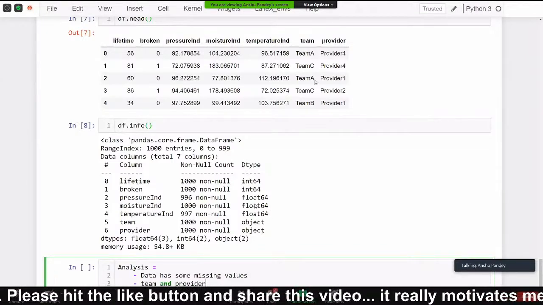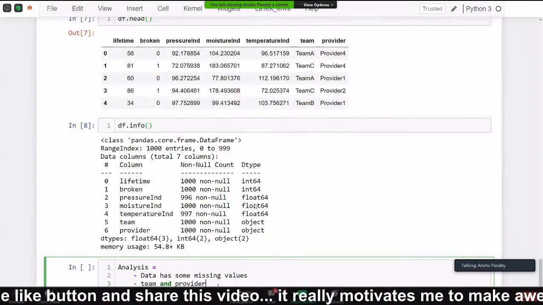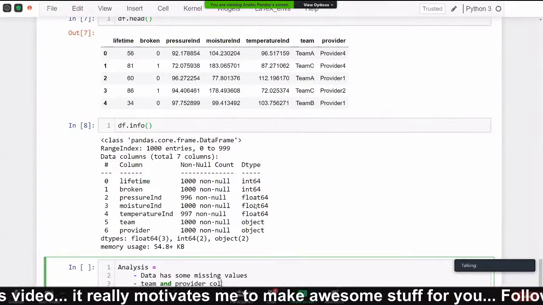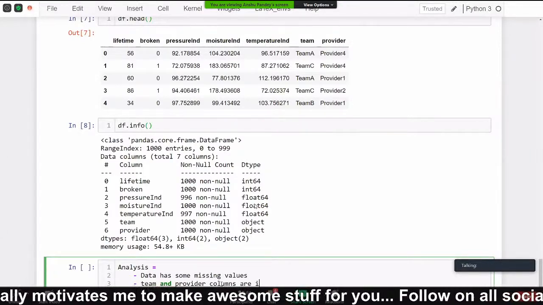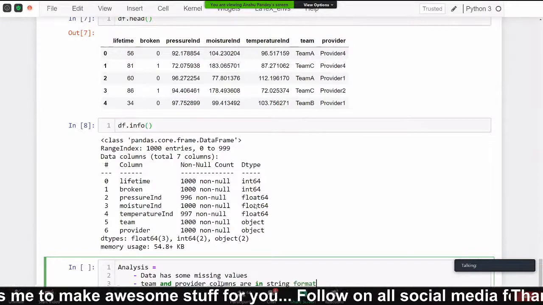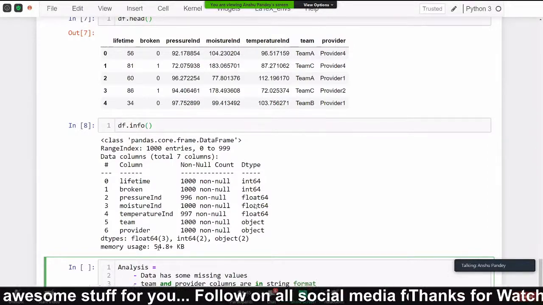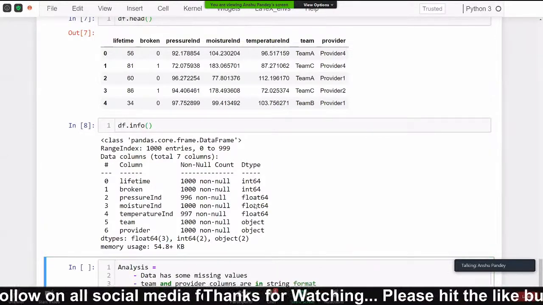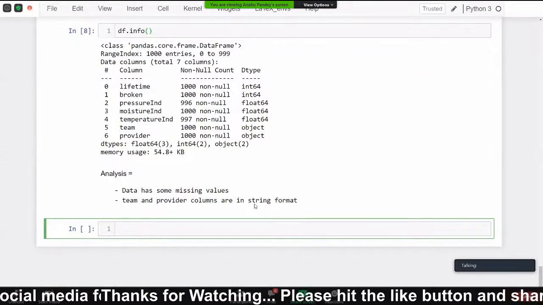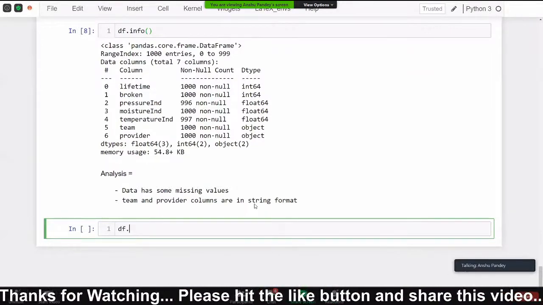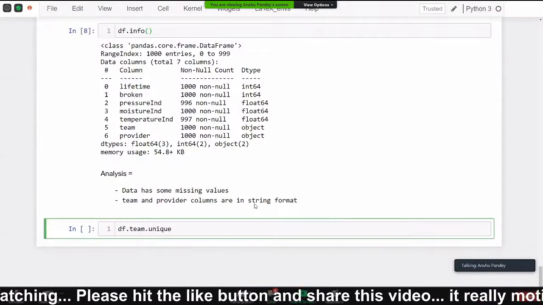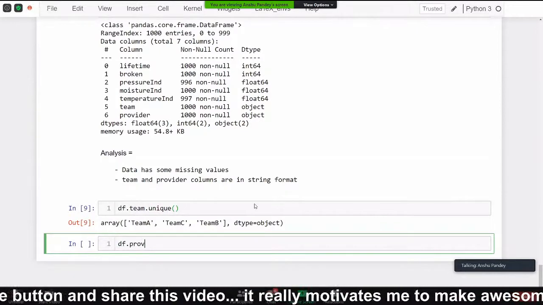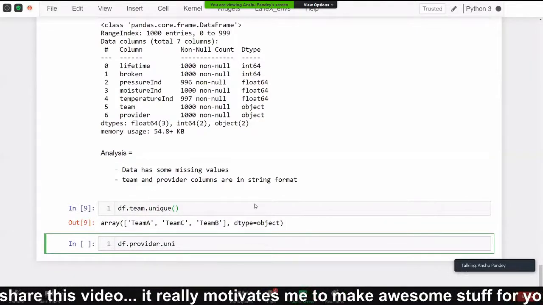As you can already see, team and provider are in string format. We have a total of 54 KB of memory, or you can say the space it's taking in the RAM. For team and provider, we want to further explore that. So we can say tf.team.unique and tf.provider.unique.